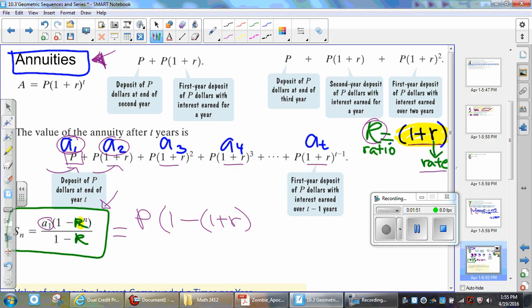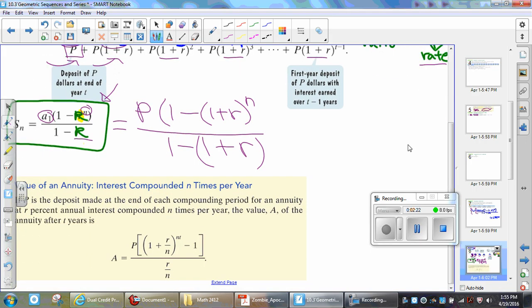Then we need that to the power n, and that divided by 1 minus the ratio again. So the ratio, remember, is 1 plus r. Let's see. What am I missing there, guys? Who said that? Alexis. Thank you, Alexis. Thank you so much. Okay, so yes, that's very important because that's going to change our formula completely.